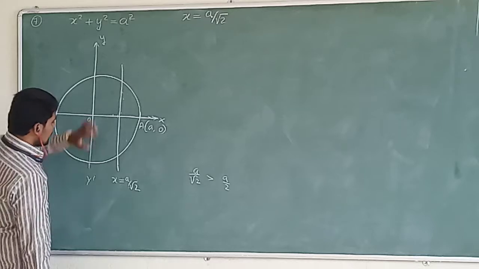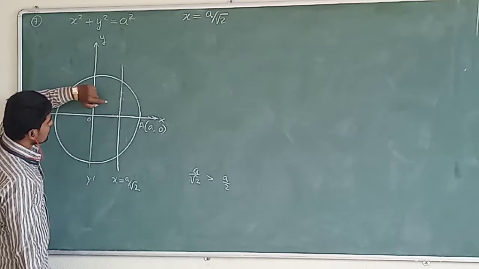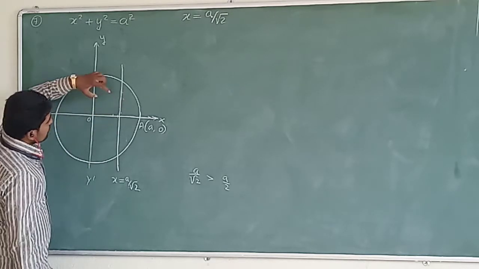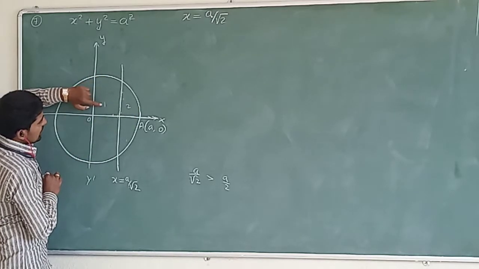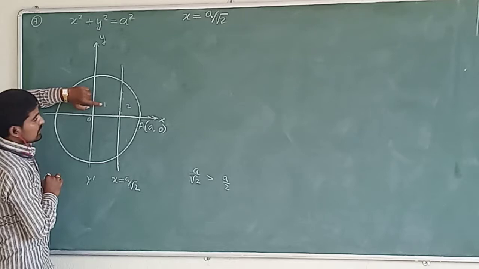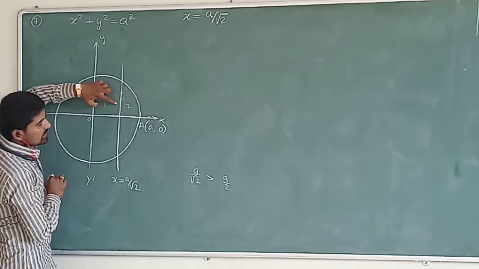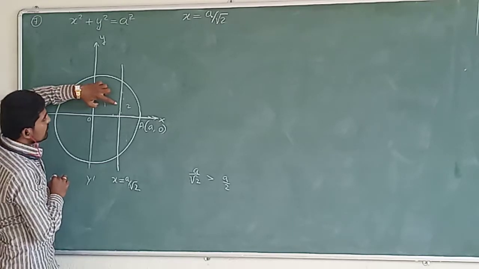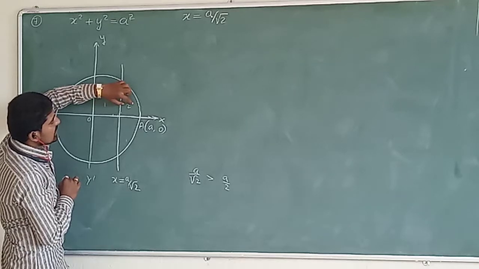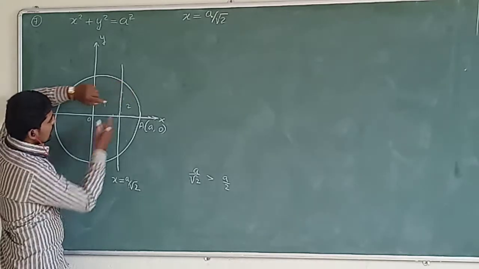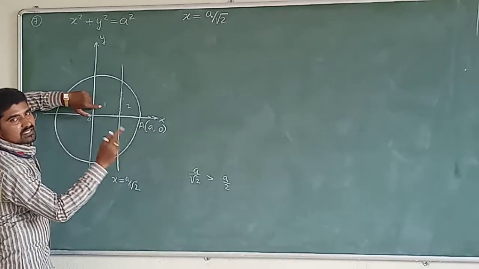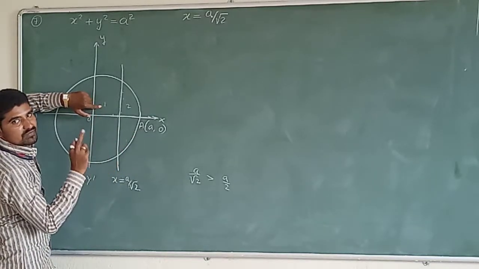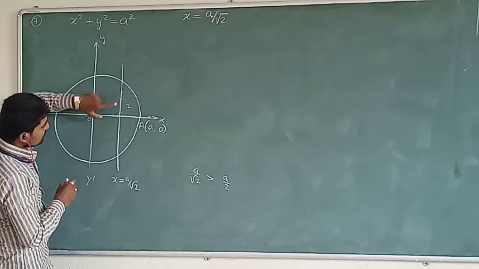Now observe the first quadrant, there exist two areas. This is the first area and this is the second area. The first area is more than a/2. Obviously, the second area is less than the first area. The question is to find the smallest area of the circle which is cut off by the line.